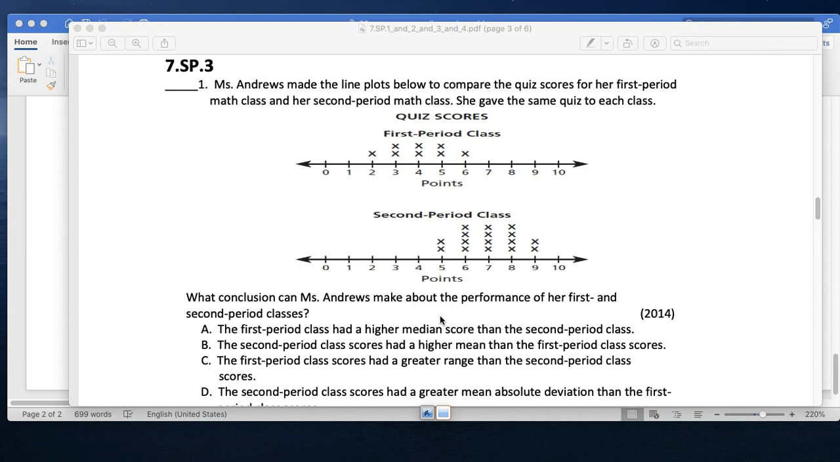What is this? Line plot. What is this? Quiz scores from her first period class, second period class. She gave the same quiz. What conclusion can we get from this?